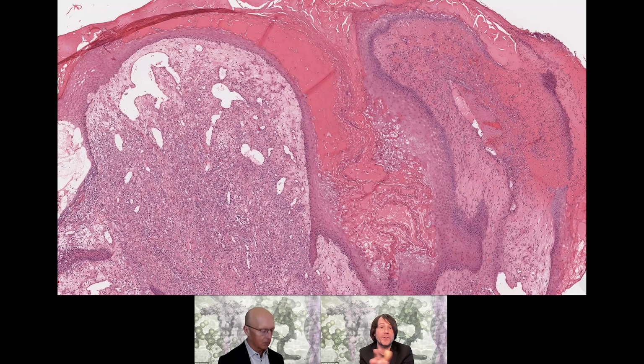So if anyone out there knows how I can get viral or IHC testing, I'd love to hear from you so we can prove our cases, or our other cases with neutrophils. But pretty cool and something we don't see often.